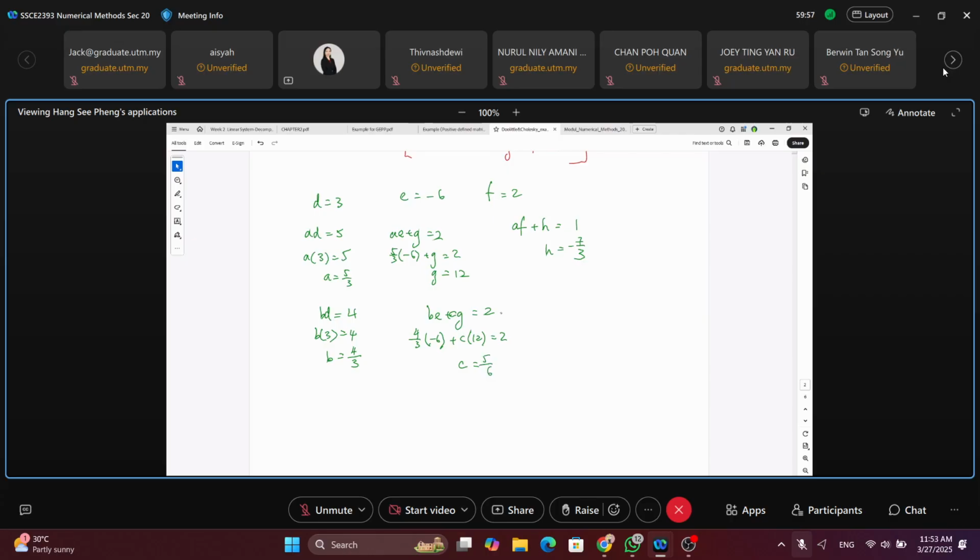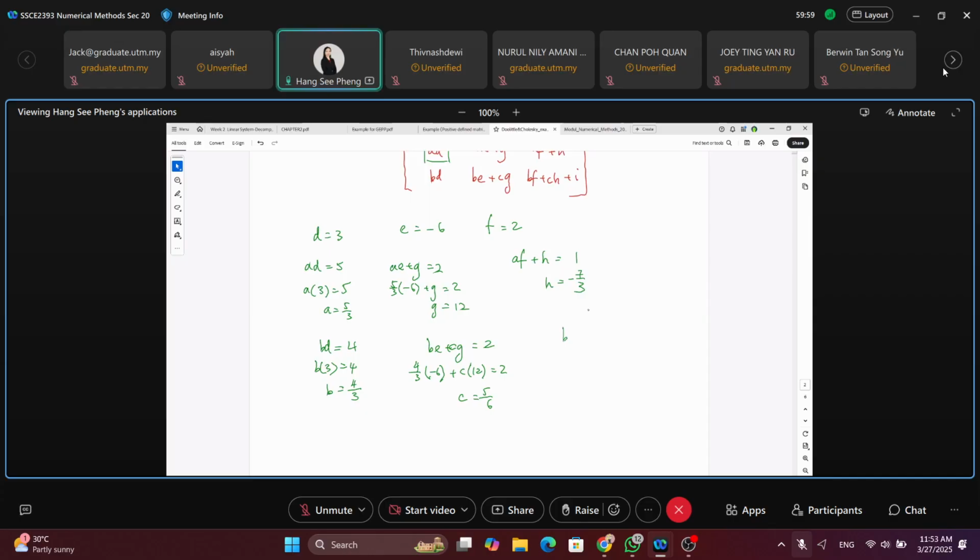And the last term, BF plus CH plus I, sorry, equals 7. So B, we know it. F, we know. C, just found it. H is minus 7 over 3 plus I equals 7. So solve for the I.